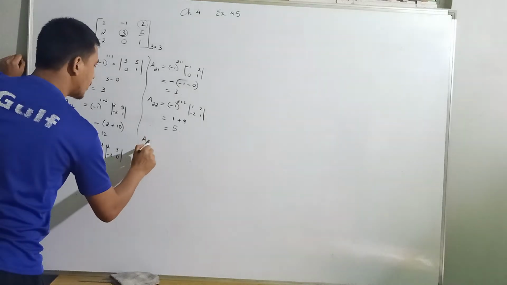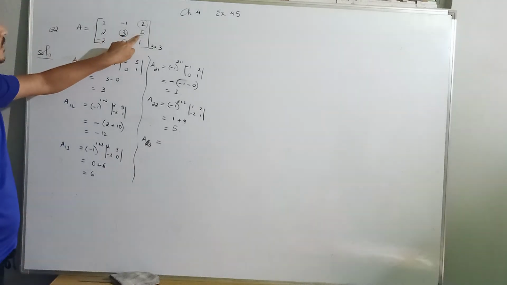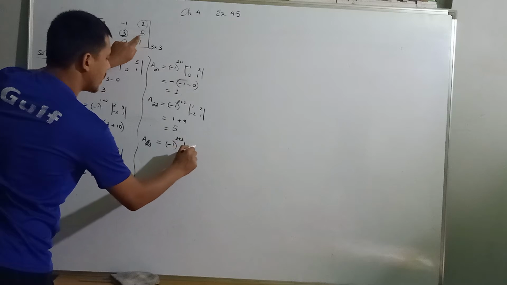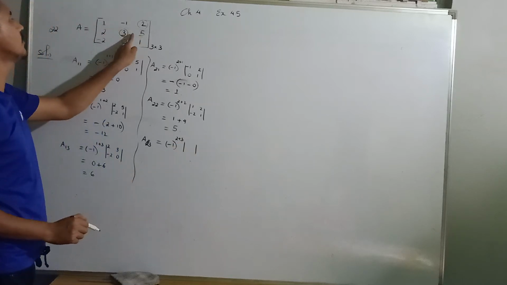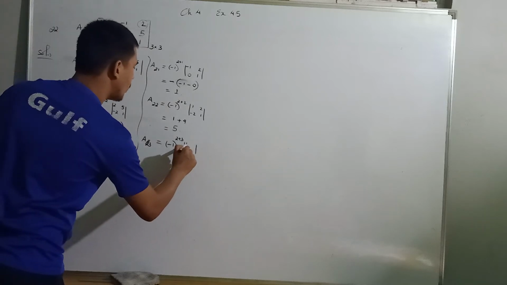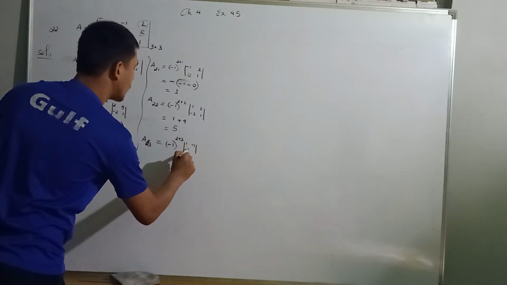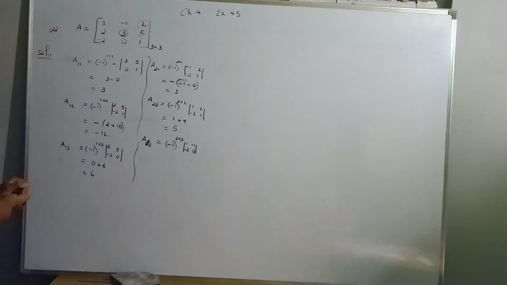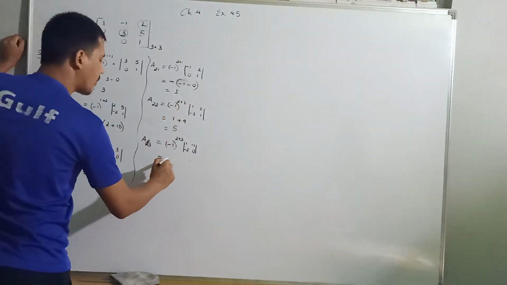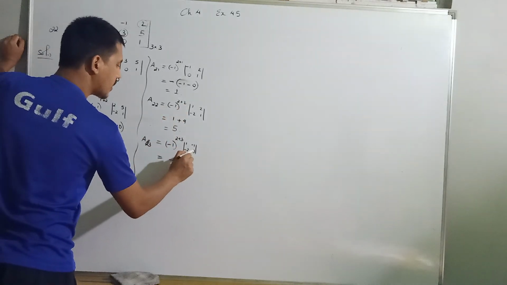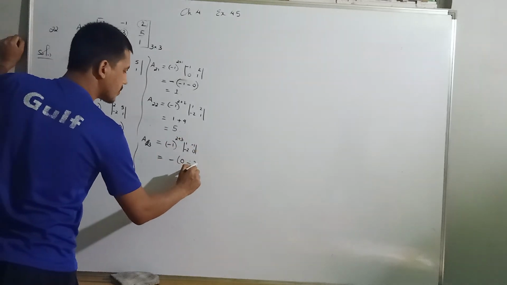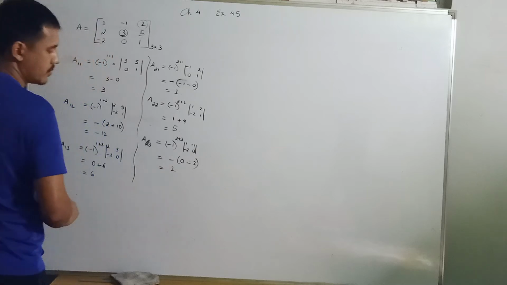Now we go for A23. A23 means minus 1 to the power 2 plus 3, and the minor of this element. Minor of this element means 1 minus 1, minus 2, 0. I hope it's correct. So minus 1 to the power 5 is negative, and then 1 times 0 is 0, minus 2 times minus 1 is 2. So that is 2, right?